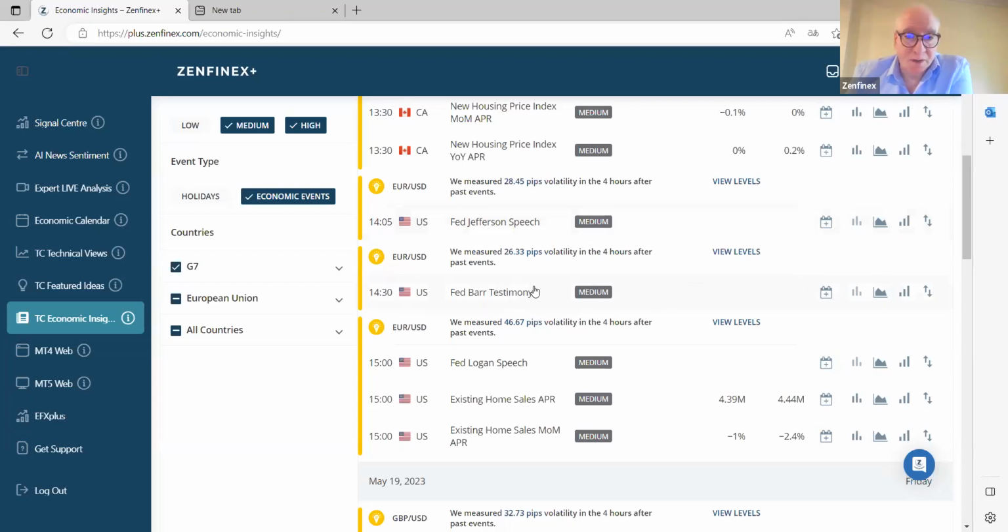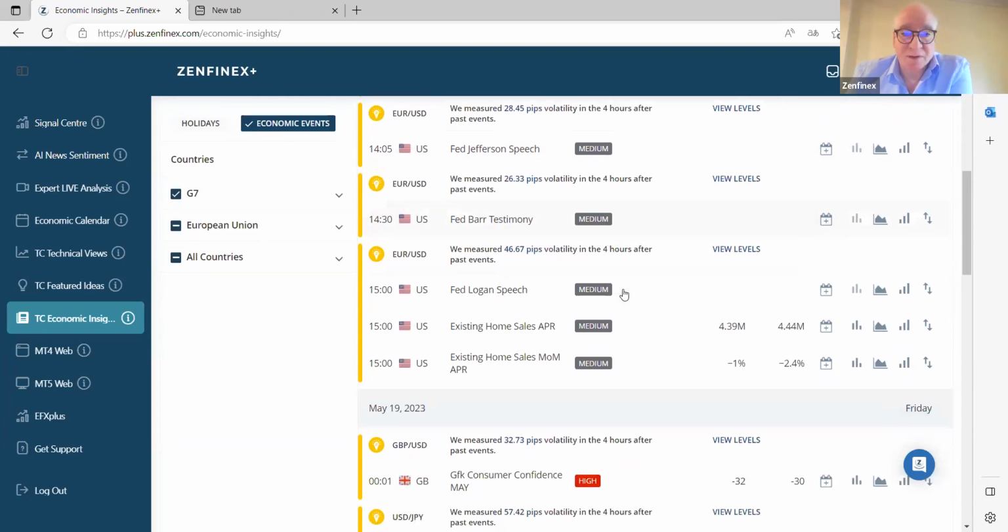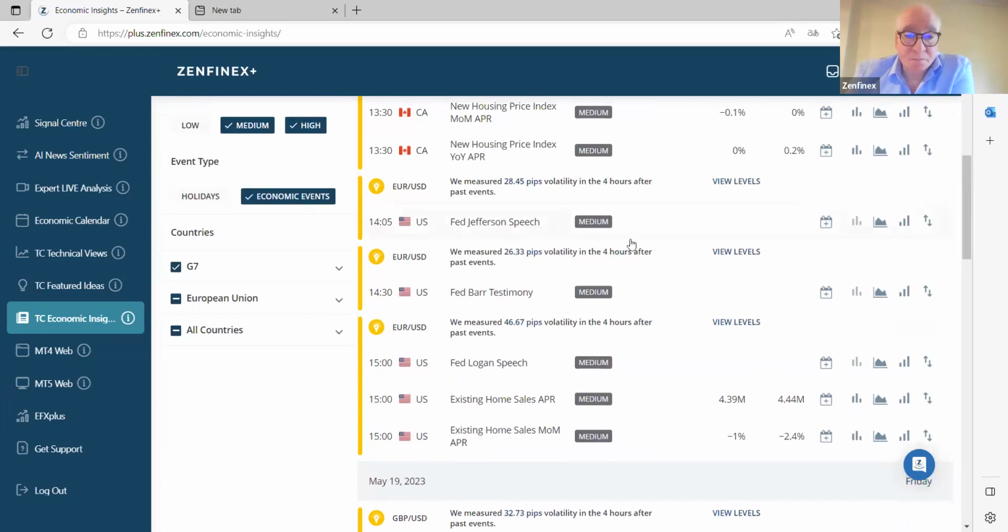Usually worth watching, but if it's not highlighted in red, I tend not to spend too much effort on that. Existing home sales might be interesting at 3 o'clock. It'd be worth seeing how the US real estate market is behaving, because that is another indication of the strength and weakness of the dollar and various other things. So let's go straight to charts and start looking at a couple of the items that we want to go through.